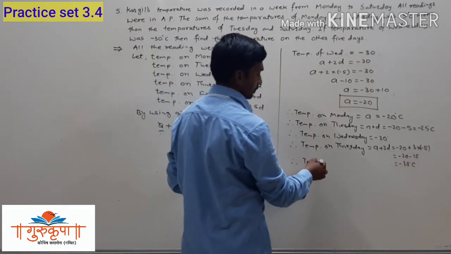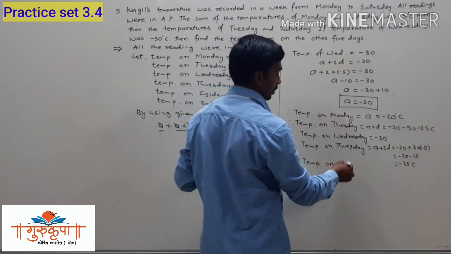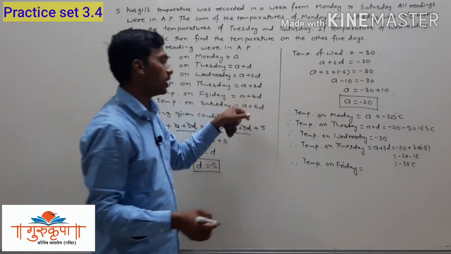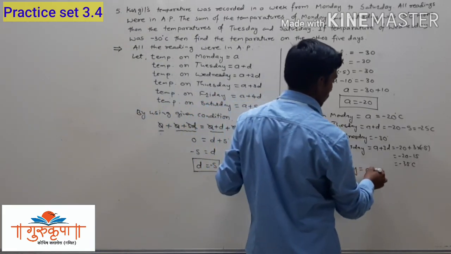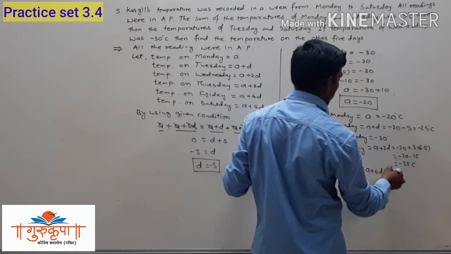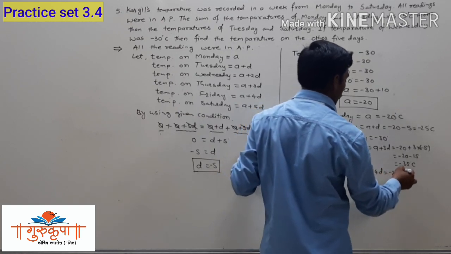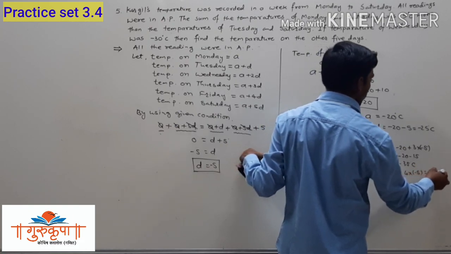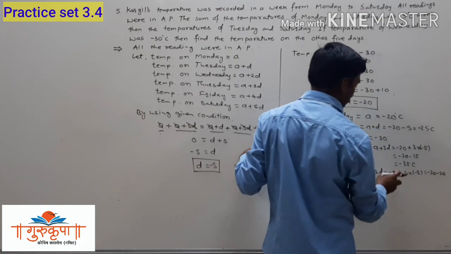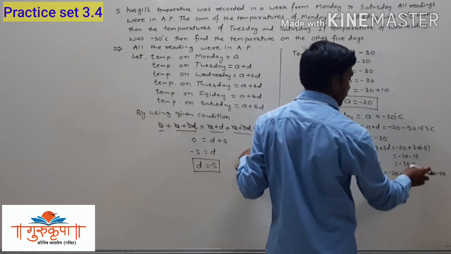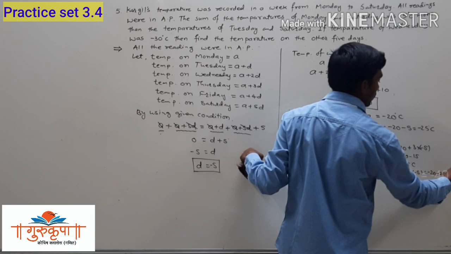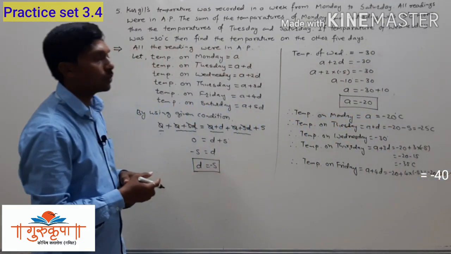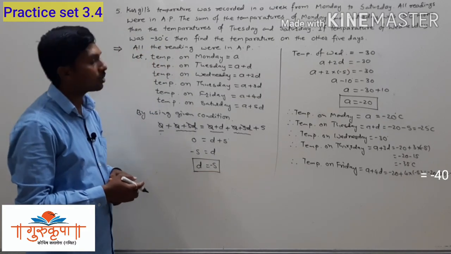Then temperature on Friday. We considered it as the temperature on Friday is A plus 4D. Put the values there. Value of A is minus 20 plus 4 multiplied by value of D, minus 5, and it is equal to minus 20 minus 20. Minus 20 as it is, plus into minus is minus, 4 5s are 20, and this is minus 40 degrees Celsius. Minus 40 degrees Celsius, that is the temperature on Friday.